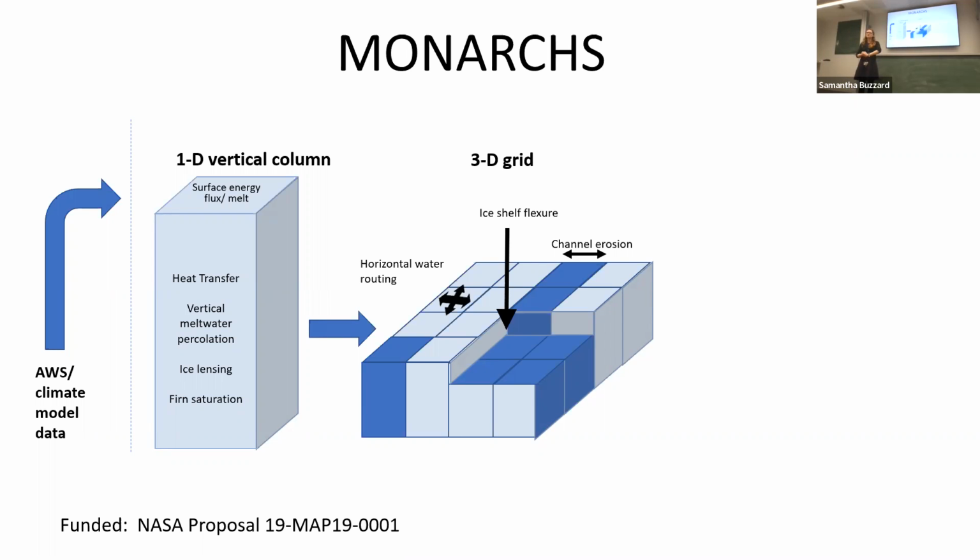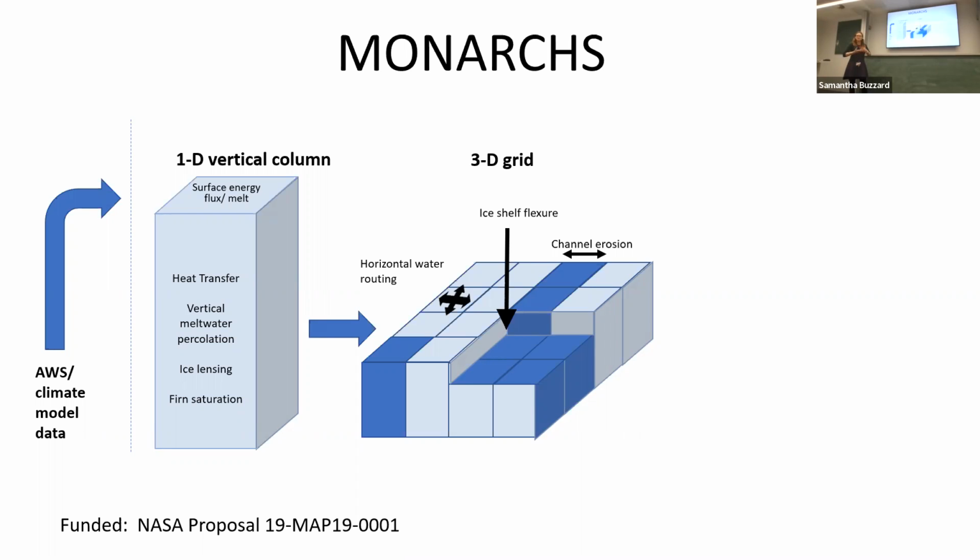So that allows us to really concentrate on those small-scale vertical processes that are really important. Those ice lenses, as I was saying, can be just centimeters thick, but make a big difference to the lakes forming. But that also allows us to incorporate the lateral processes, mainly the movement of water across the ice shelf surface. But also, my next piece of work, which I'm visiting Chicago at the end of this year to work on, is ice shelf flexure.